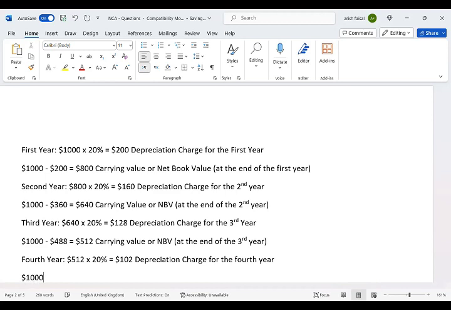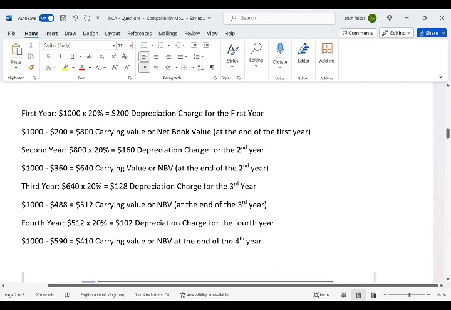So now the accumulated depreciation of this asset will be 488 till the third year end and 102 for the current year. So total it's 488 and 102. The total will be 590. And now the carrying value of this asset is going to be 410, or the net book value at the end of the fourth year.